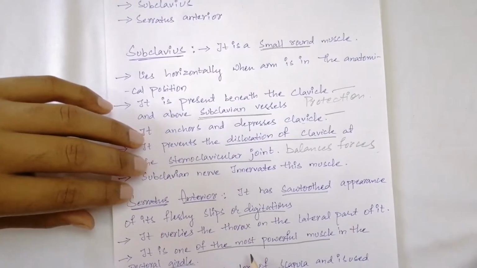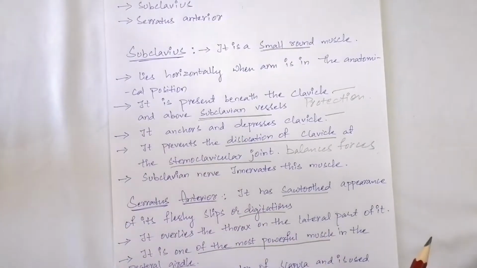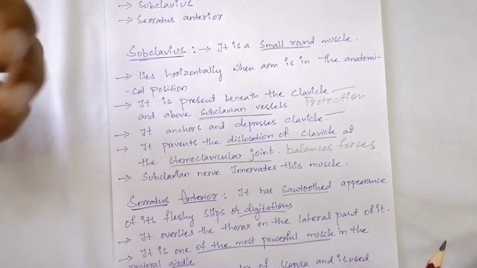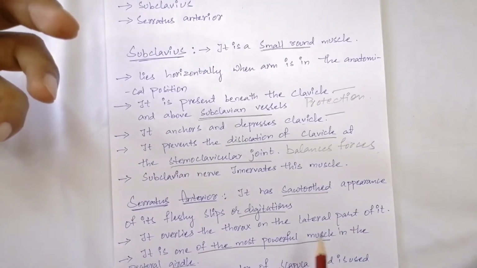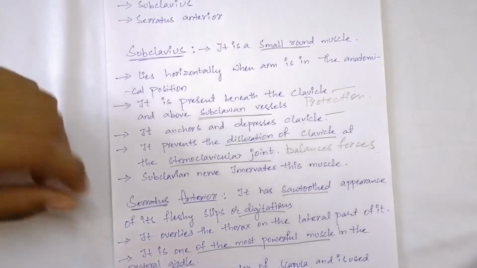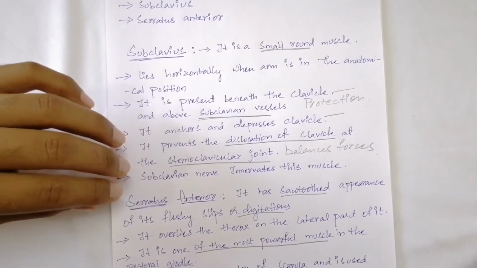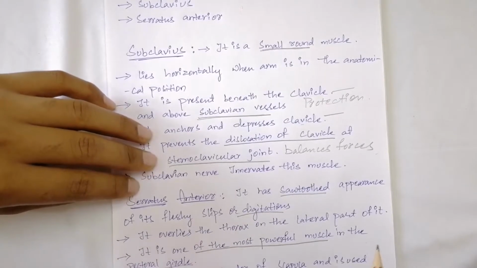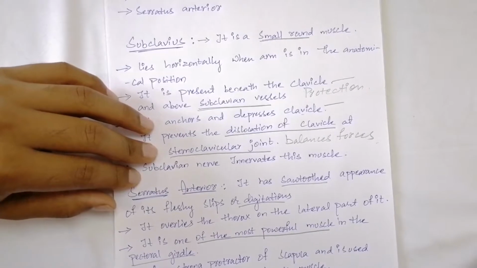Now this is something to consider. It is one of the most powerful. It helps to keep the scapula towards it, and it also helps in lifting up of the body when you are doing pull-ups. Usually it is one of the most powerful muscles in the pectoral girdle, and it is a strong protractor of the scapula and is used when punching, hence called the boxer's muscle.